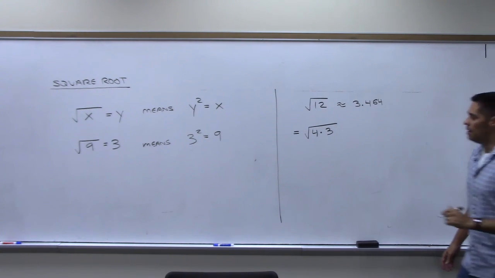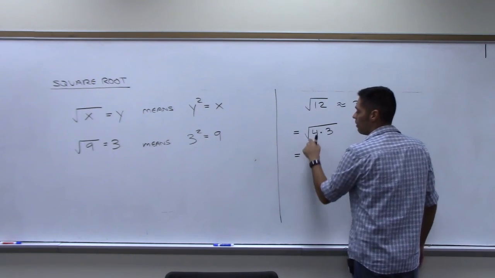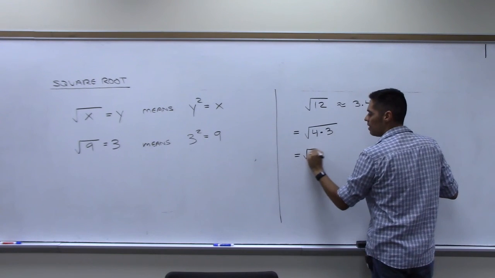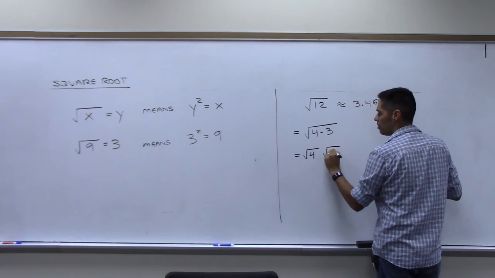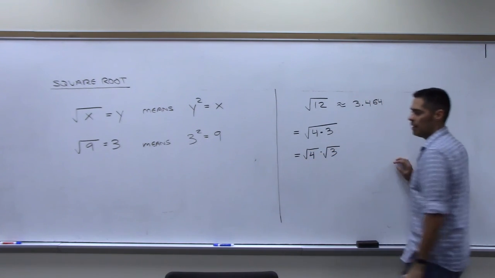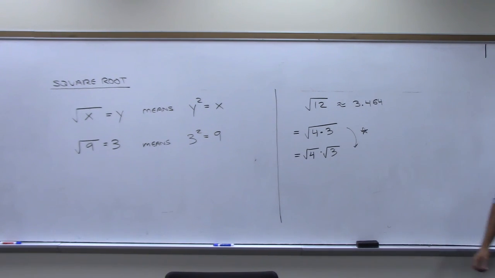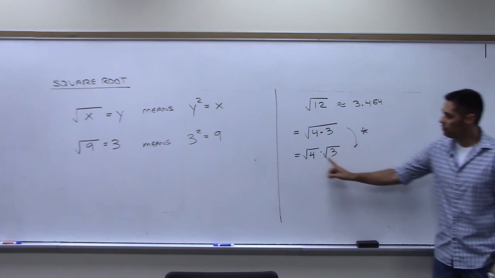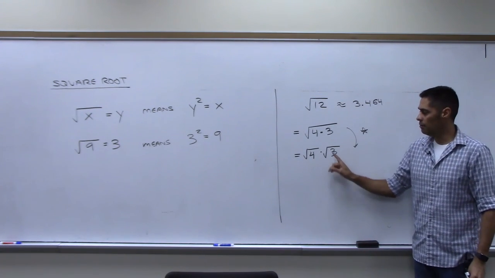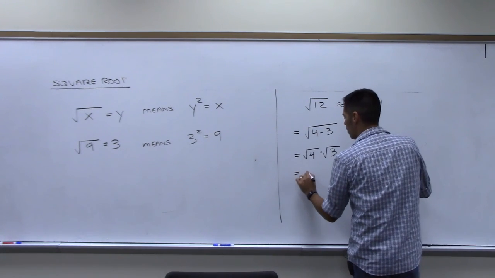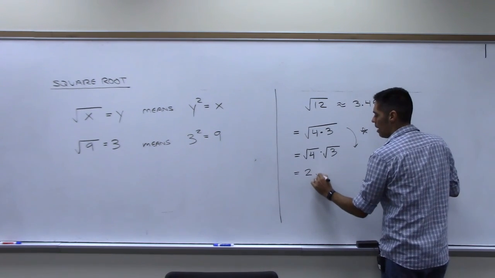Yes? And now there's a property of roots, of square roots, that says if you have multiplication inside, you can split this into 2 separate roots and then multiply those 2 answers. So this is an important property from here to here, that you're allowed to do that. And then when you look at each of these individually, right, what's the square root of 4? 2. So you get 2 and then times root 3.